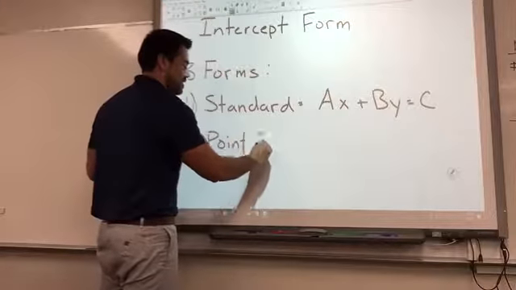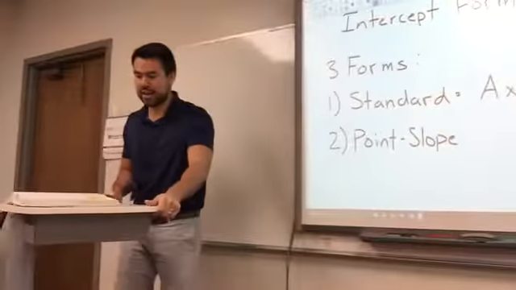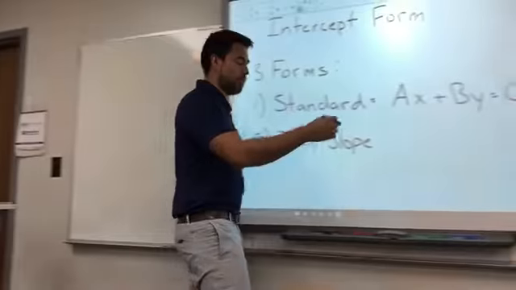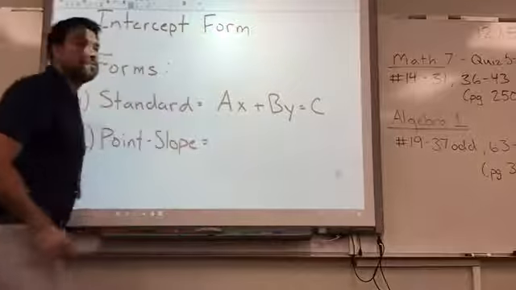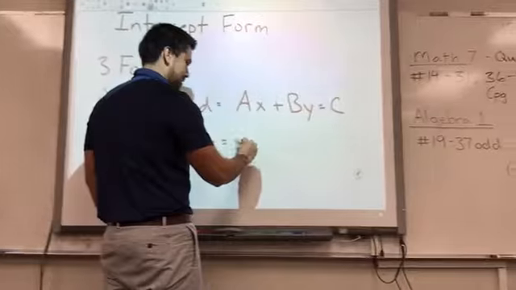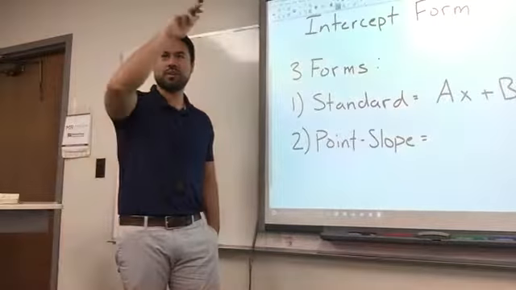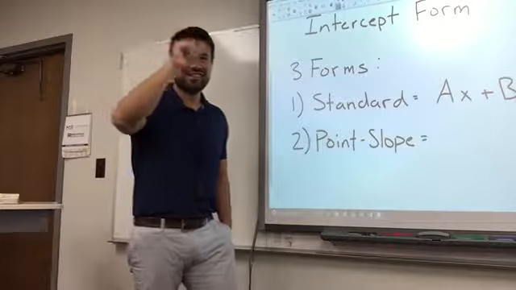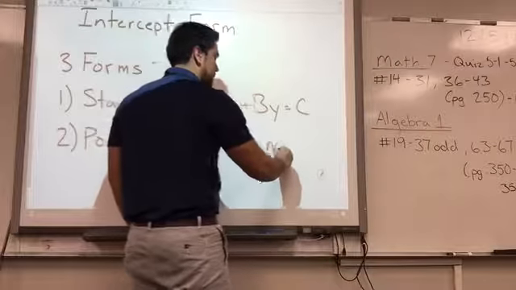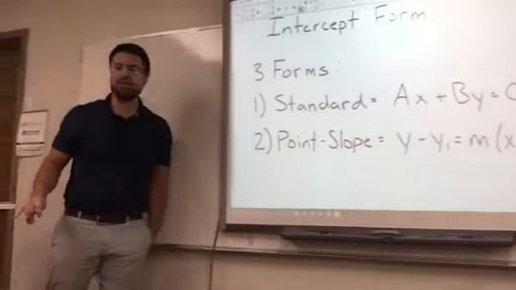Point slope form was the second form we looked at. Does anyone remember how to state that one? It's probably the longer one out of the 3. Y sub 1 minus y sub 2 equals... Oh, you're thinking slope. Yes, slope is y sub 2 minus y sub 1. So y minus y sub 1 equals m times the quantity x minus x sub 1. Okay, there you go. So that's your point slope form.